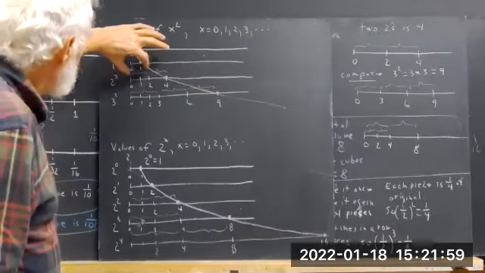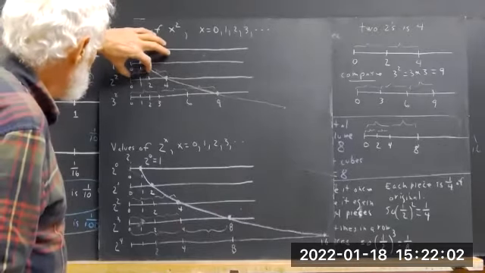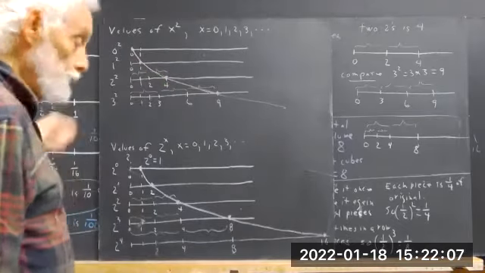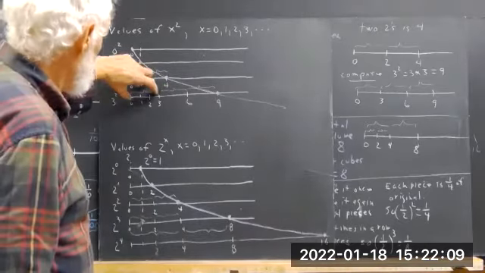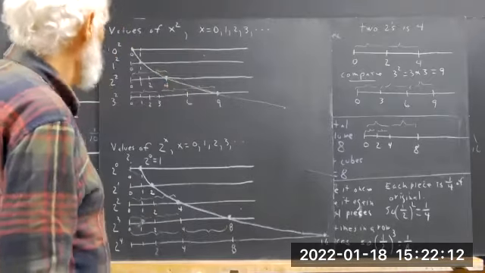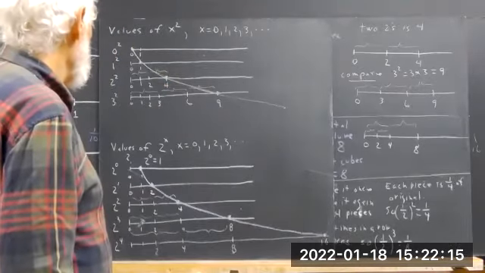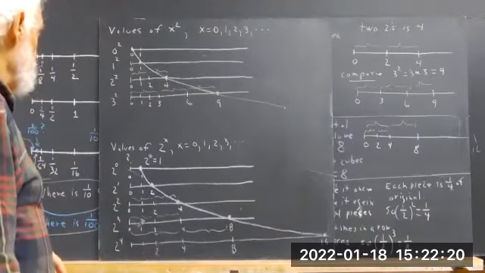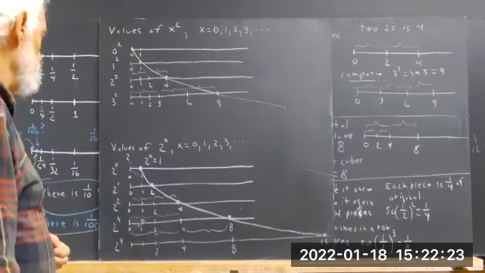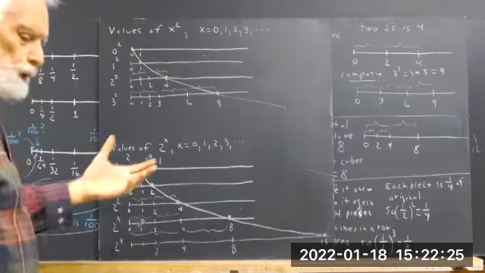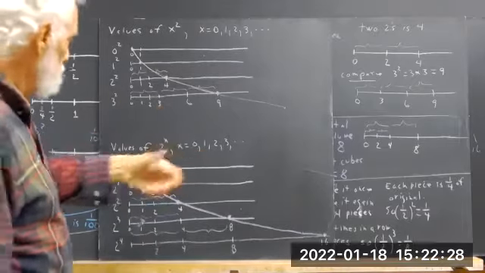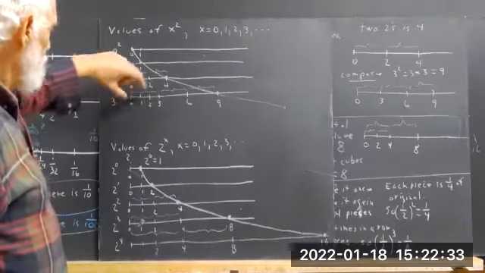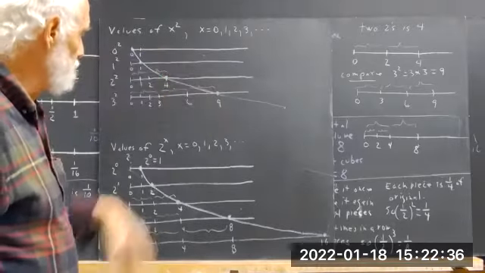2 squared is 2 2s. Here's 2, here's 2. 2 times 2, which is 4. 3 squared is 3 times 3, which means 3 threes. Okay, I said that badly a minute ago. So we got to start with a 3. We got to have 3 of them. 1, 2, 3, which makes 9.